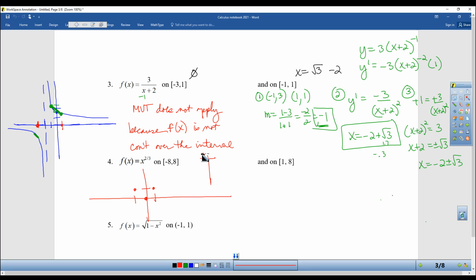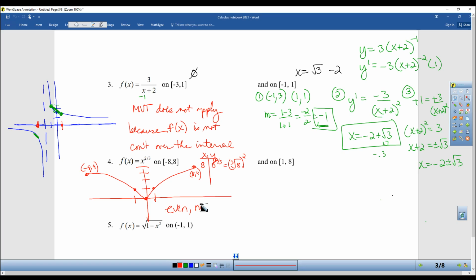If you were figuring this out at 8 to the 2/3 means cube root of 8 squared. So cube root of 8 is 2, and 2 squared is 4. 1, 2, 3, 4, and 8. So it looks like this, where this is the point 8, 4. And then it does the same thing on the other side. Negative 8, 4.